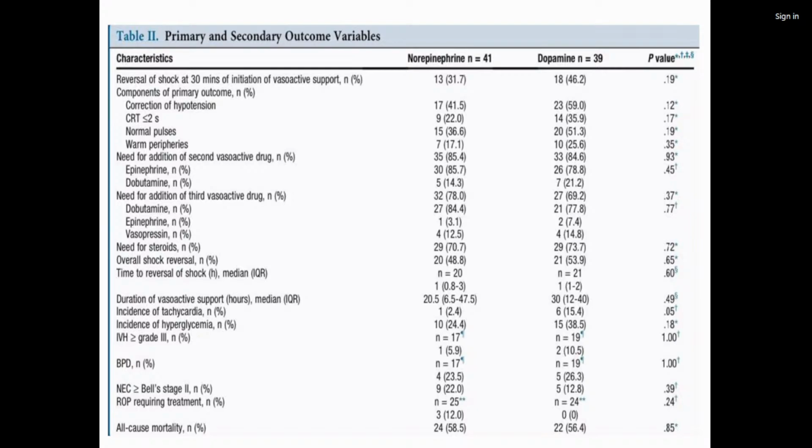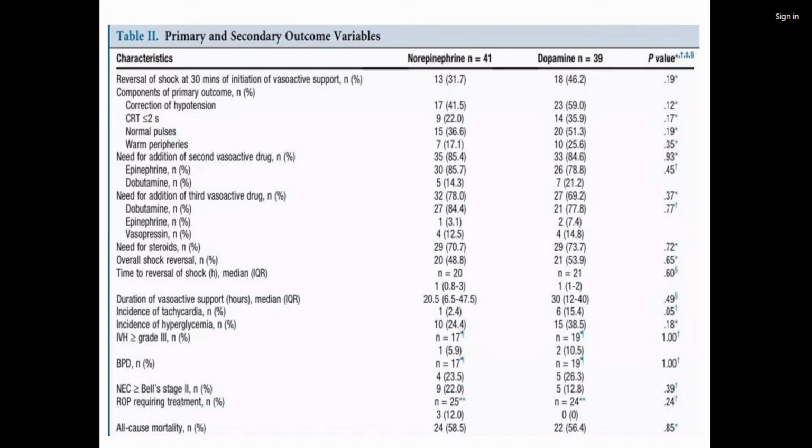Both the groups had similar escalations. There was no difference, no statistical significance in both the groups. And next, the adverse effects.